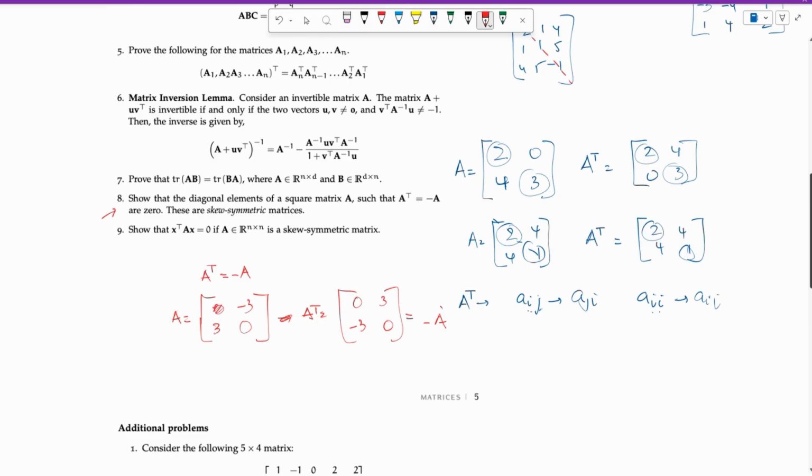If it was 1, it's not true anymore. So this will be 1, 3, minus 3, 1. This is not equal to minus A. Minus A would be minus 1, 3, minus 3, minus 1. And that is not A transpose.